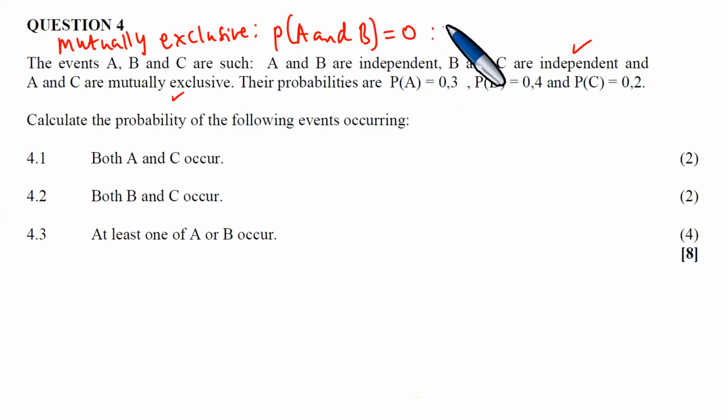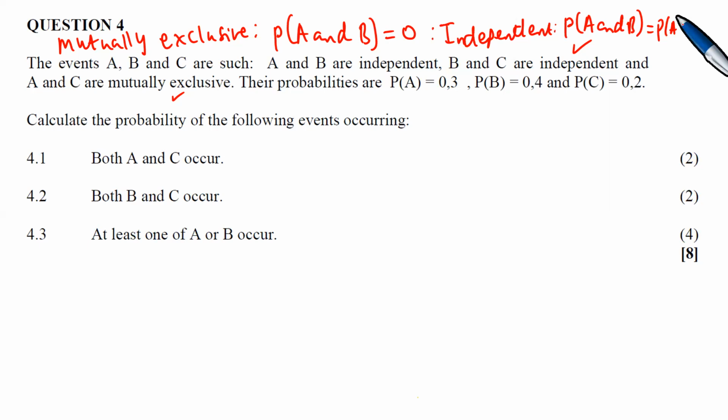Simultaneously, we speak about independent events. Independent means that the probability of A and B is the probability of A times the probability of B. So this would be independent.